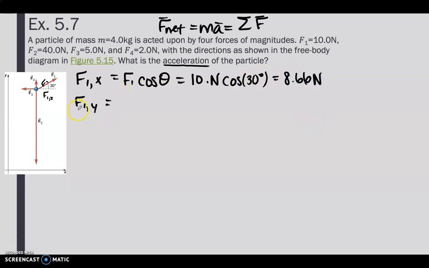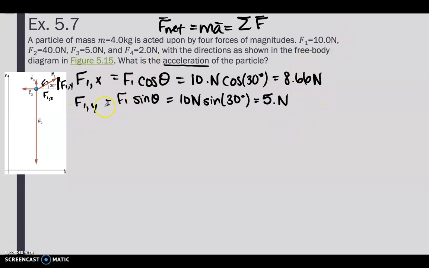We'll do the same thing here. It'll be F1 times sine now. If we get the y component here, this will be F1 comma y. The y component is opposite over hypotenuse, so sine. We get 10 times sine of 30 degrees, and we get 5 newtons.